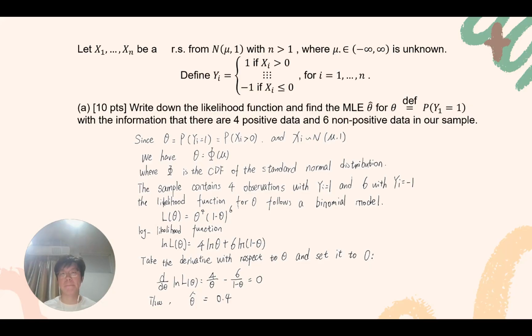And we can take the logarithm of both sides. So the left-hand side is ln L of theta, and the right-hand side is 4 times ln theta plus 6 times ln of 1 minus theta. Then we take the derivative of both sides, which gives 4 over theta minus 6 over 1 minus theta equals 0. So finally, we get theta hat is 0.4.